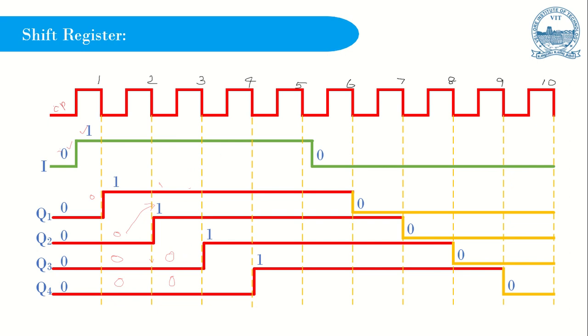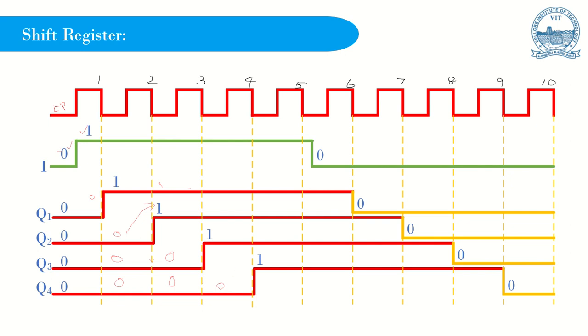Then at the third negative edge, Q1 is 1, Q2 is 1. So after the third negative edge, my Q3 will change to 1. Why? Because Q2 is equal to D3. So after the negative edge, Q3 will change to 1. But still my Q4 will be 0. Why? Because at the instant at which the negative edge arises, my Q3 is equal to 0 and hence D4 is equal to 0. Therefore, Q4 is equal to 0.